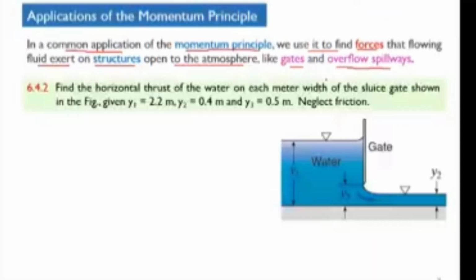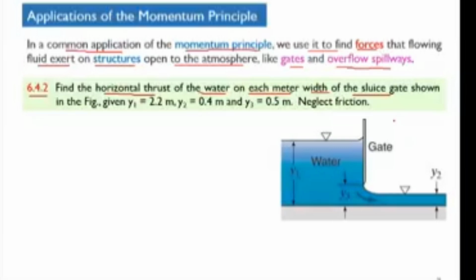So let us take an example to see how we apply this momentum principle to calculate the forces. In this case, this is a problem from the textbook, chapter 6 of the textbook. Find the horizontal thrust of water on each meter width of the sluice gate.